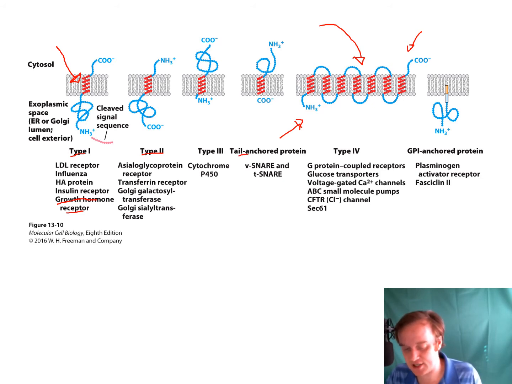So tail-anchored proteins are ones that only have the extramembrane peptides on the cytosolic side. You can see that in type 1, we have the C-terminal domain on the cytosol side. Type 2, the C-terminal domain is instead on the exoplasmic side, etc. So those are some of the differences here between types 1, 2, 3, 4, and tail-anchored proteins.